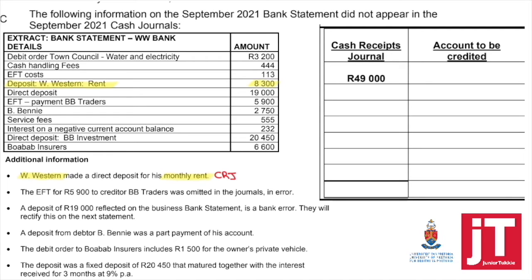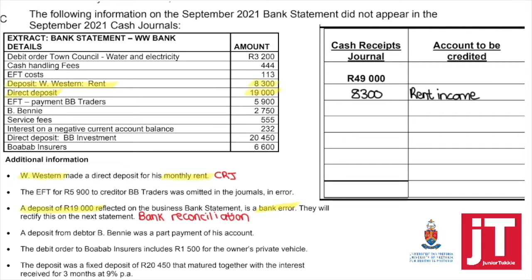So the first one, we've got a deposit for rent, 8,300. If you go to the additional information, W. Western made a direct deposit for his monthly rent. This means it needs to go to the cash receipts journal. So in this format, all I care about is what is the amount that we received and what is the contra account. We've received 8,300 for rent income.